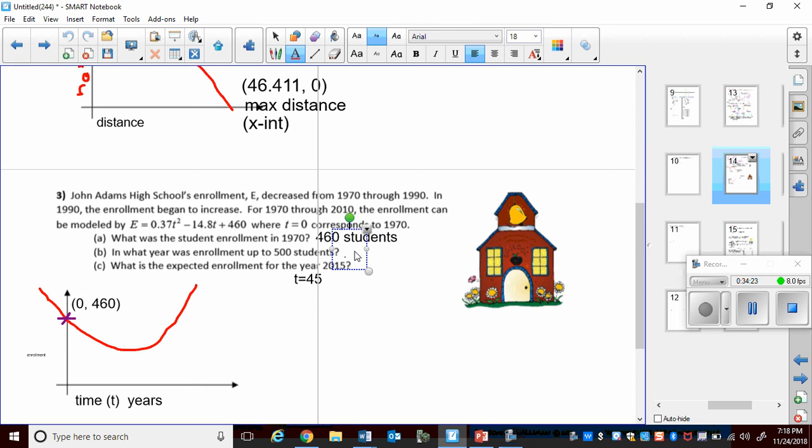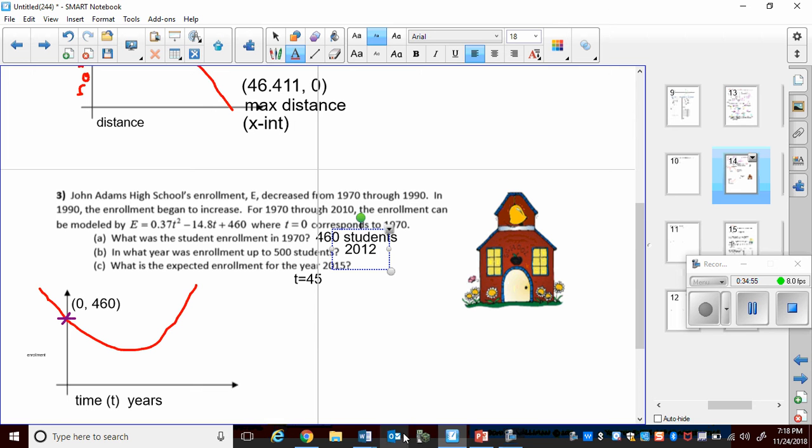Using my calculator, 42.5 plus 1970 equals 2012. So about 2012, during the year 2012, enrollment's at 500 students. Now, what is the expected enrollment for the year 2015?